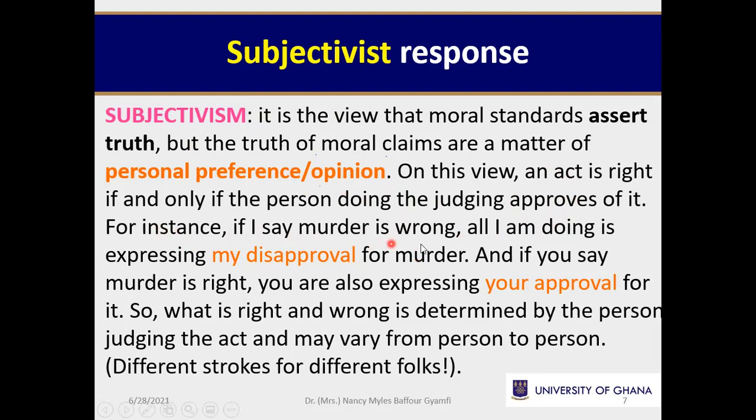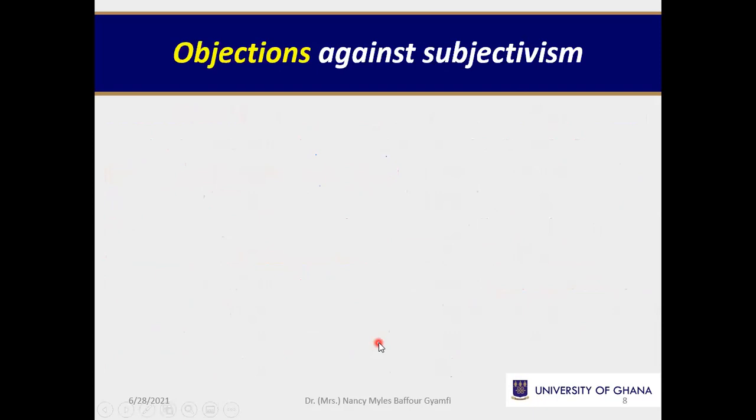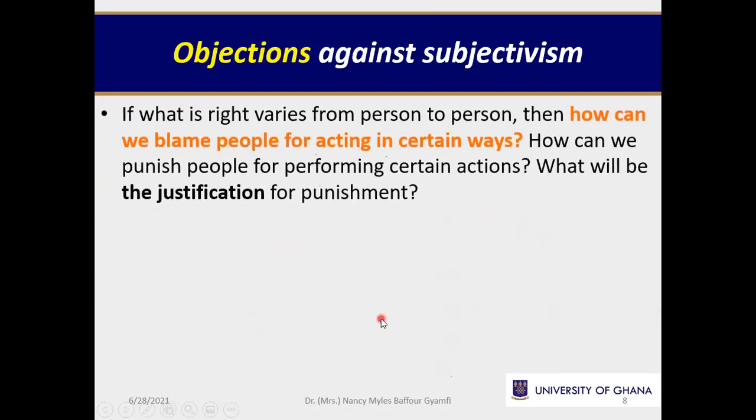For instance, if I say murder is wrong, all I am doing is expressing my disapproval of murder, says the subjectivist. And if you say murder is right, you are also expressing your approval of it. So what is right and wrong is determined by the person judging the act and may vary from person to person. Take note. So morality is for different strokes for different folks.